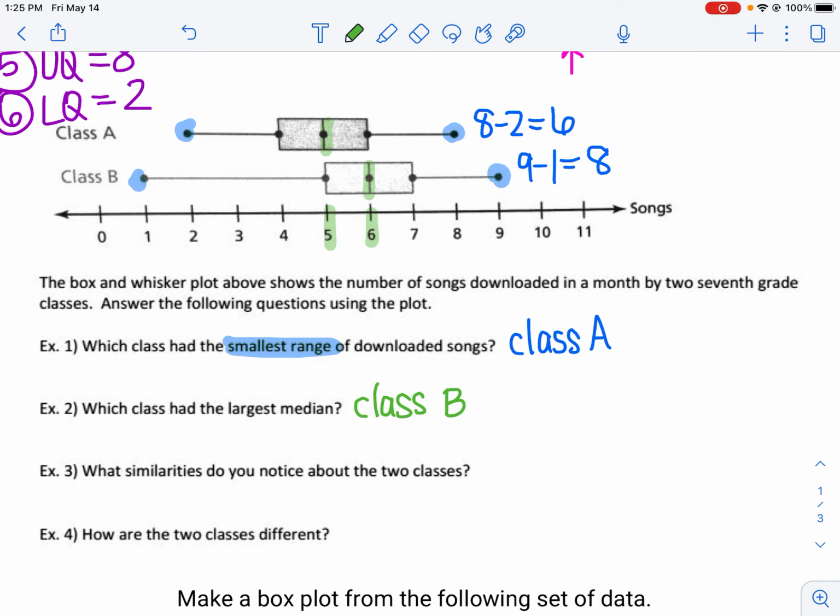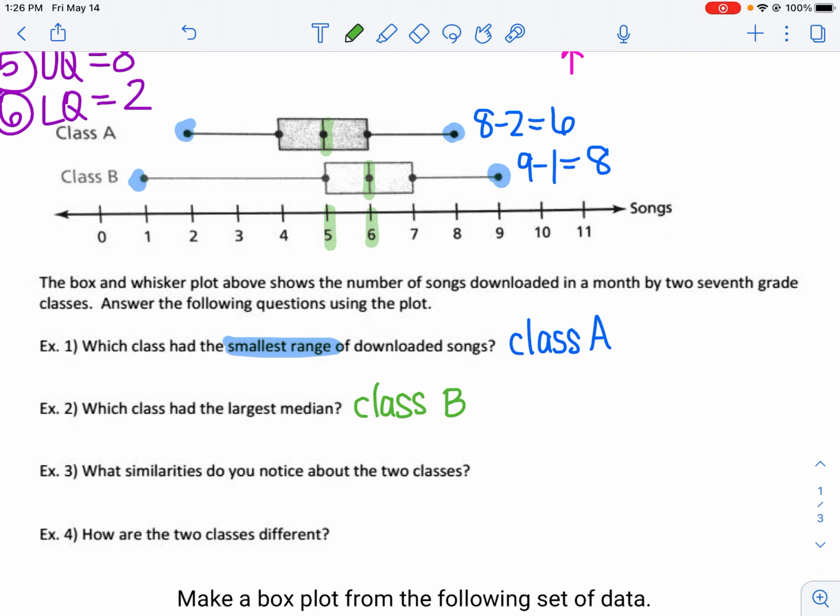When we talk about similarities and differences, honestly, you can name a bunch of different answers here. So I'm going to give you 2 examples out loud. You could write your own. What similarities do I notice about the 2 classes? I notice that they both have a data point at the number 6. For Class A that represents its upper quartile, and for Class B that represents its median. So that is a similarity.